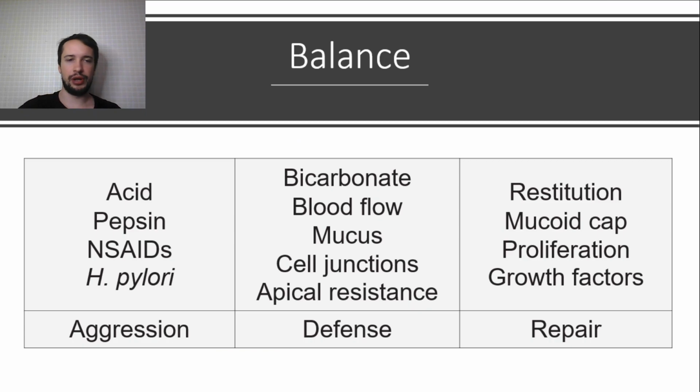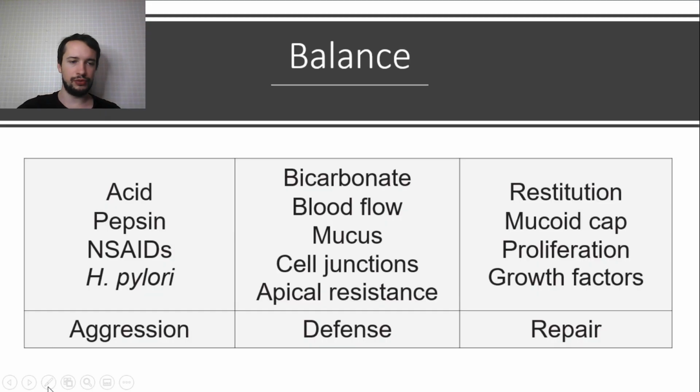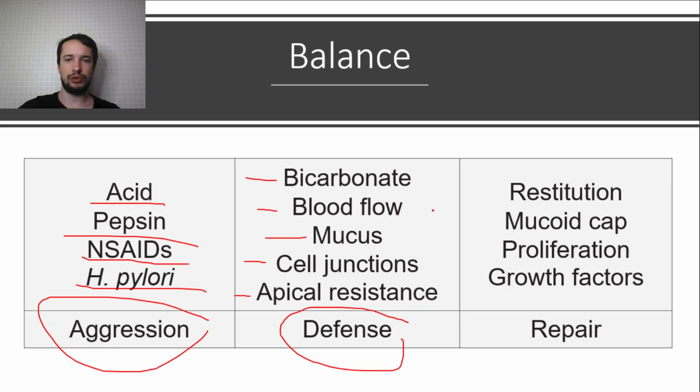Here you see a balance. You see factors of aggression: Helicobacter pylori, non-steroidal anti-inflammatory drugs, pepsin, and acid. You see factors of defense: apical resistance, cell junctions, mucus, blood flow, and bicarbonate.